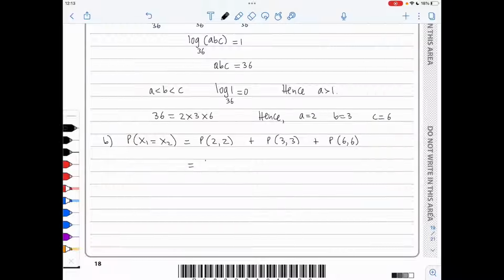So this is log of 2 base 36 squared plus log of 3 base 36 squared plus log of 6 base 36 squared. I can multiply the probabilities here. It's log of 2 base 36 times log of 2 base 36, because the 2 observations are independent, so I can multiply out the probabilities. I put everything on the calculator and get an answer of 0.3814.